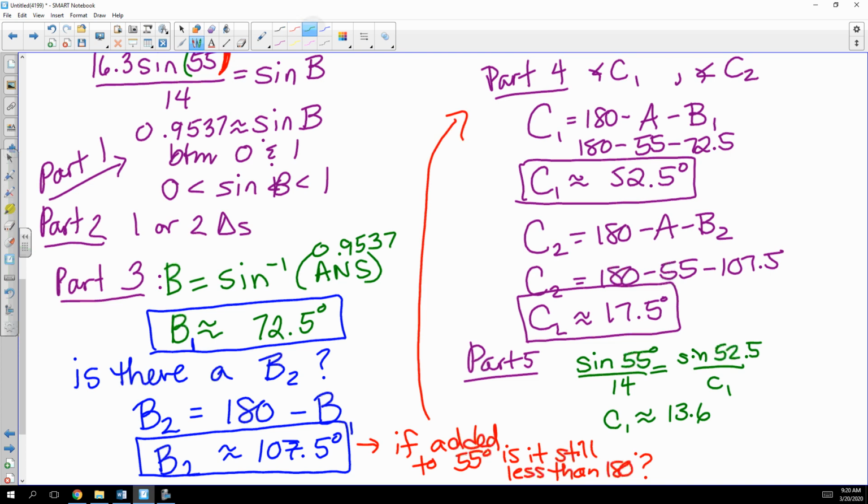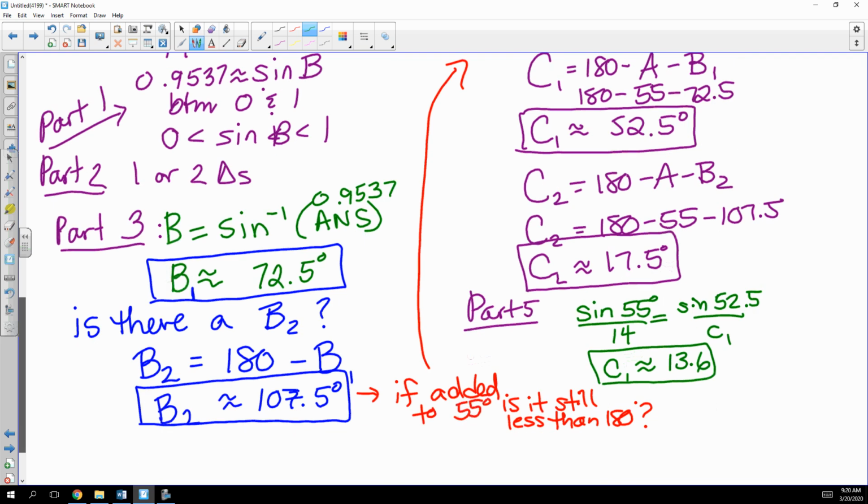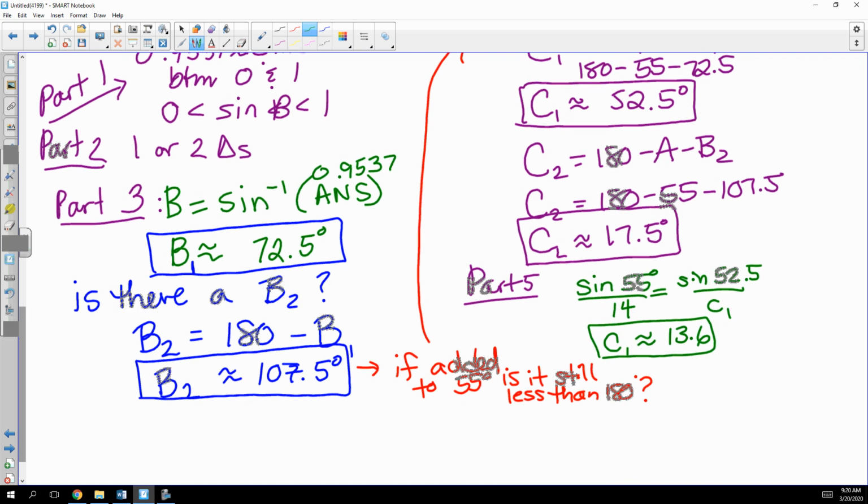Okay, and then we're working our way down. So side C sub 1 is 13.6, and then you're also going to have to find side C sub 2. So we're going to repeat that process again. Sine 55 degrees over 14 is equal to sine of angle C sub 2, which is 17.5, right? That was C sub 2 over side C sub 2. And when you solve this, you're going to get C sub 2 to be approximately 5.1. And that's side C sub 2.